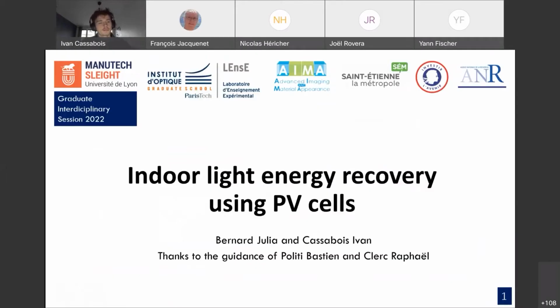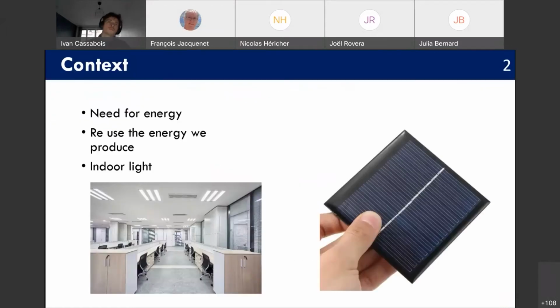Hello, we are Julia and Ivan, and we are the team who has worked on the recovery of indoor light energy with photovoltaic cells. It was under the guidance of Bastien Politi and Raphaël Clerc. First of all, I will contextualize our subject, explain the goal, and introduce the protocol and the results. And we will talk about the analysis and the conclusion.